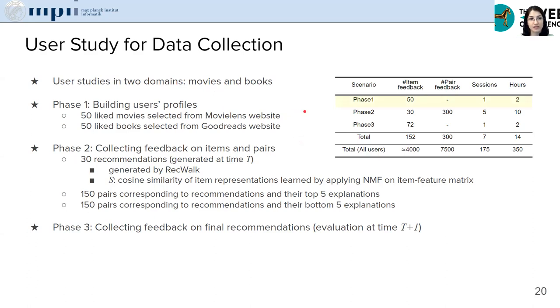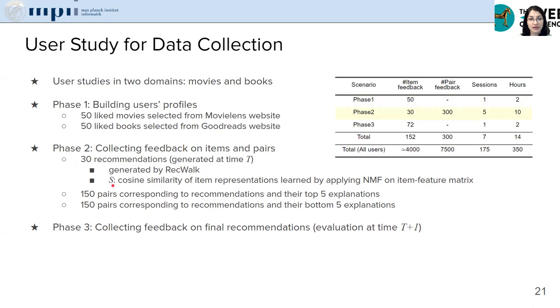In the first phase, we asked the users to provide us with 50 items they liked to build the true history of each user, which would create subsequent recommendations for her. For each domain, we conducted this phase in a session spanning 2 hours. Next, we plugged the collected user profiles into the RecWalk and generated the top 30 recommendations for each user.